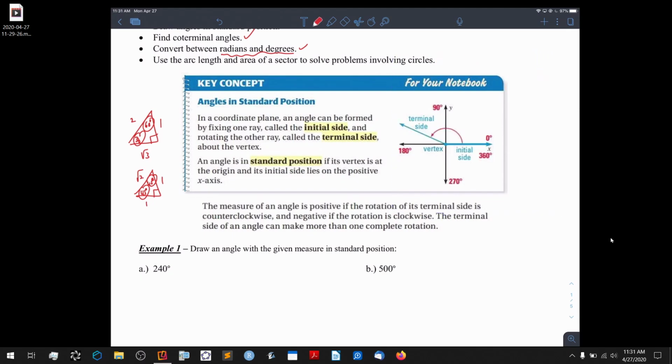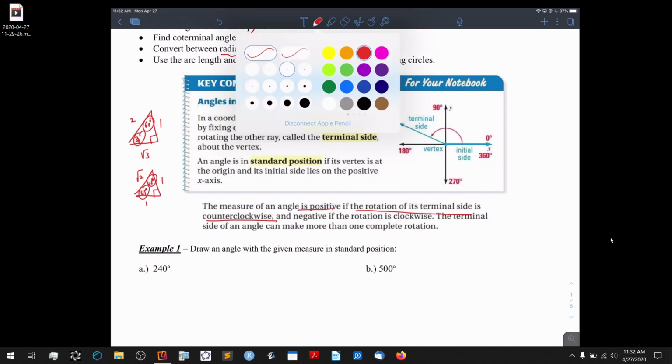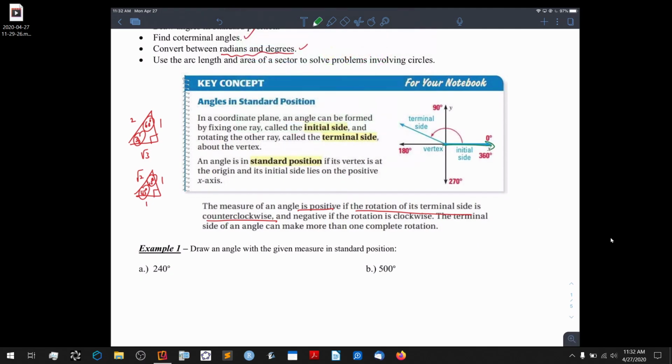And then a measure of an angle is positive if the rotation of the terminal side is counterclockwise. So in other words, if this is my initial side, and I rotate counterclockwise and draw my terminal side here, whatever this angle is, let's call it beta, it's going to be a positive angle because I rotated counterclockwise.